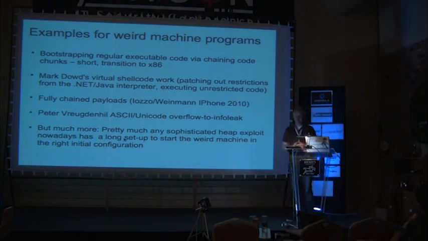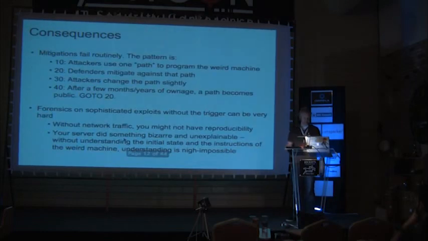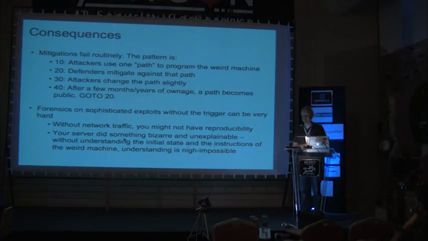But there's much more. Any sophisticated heap exploit is essentially doing a convoluted weird machine program. So, what are the consequences of exploitation being weird machine programming? Well, the usual pattern in the industry is attackers find one particular method of making weird machine programming convenient: EIP hijack, ROP, whatever. And then a whole bunch of defenders who don't understand the meta theorem that we're programming a weird machine. They only understand the one particular path that the attacker has chosen.